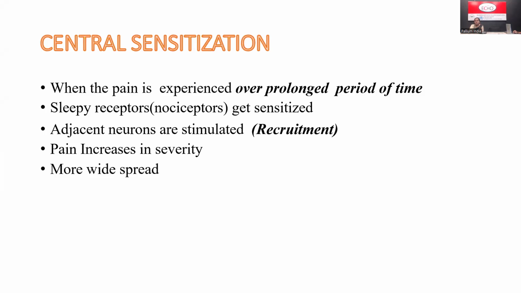So if the pain is left untreated, then what can happen? It can cause recruitment. That means adjacent neurons also get stimulated, and those areas will also be felt as having pain. So the pain severity is also increased, and there will be more widespread pain. So we should treat the pain as immediately as possible. Okay, next.